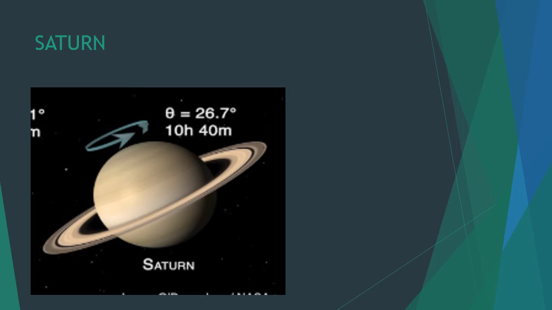Next is Saturn. Saturn is the second largest planet in our solar system. It has very beautiful rings. It's a bit like yellowish, brownish, grayish color.